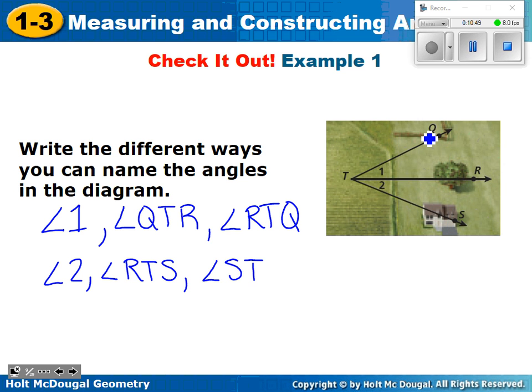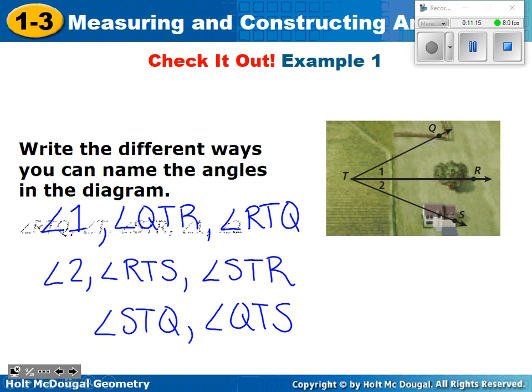And then there's one angle in the picture that we haven't named yet. What angle is that? Go for it, Barrett. Very good. The great big angle, angle STQ. And what would be a different way we could name that? Angle QTS. Can we name any of these angles angle T? No, because we wouldn't know which one we're talking about. Any questions on how to name an angle?